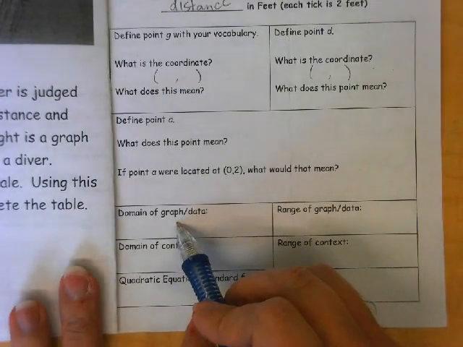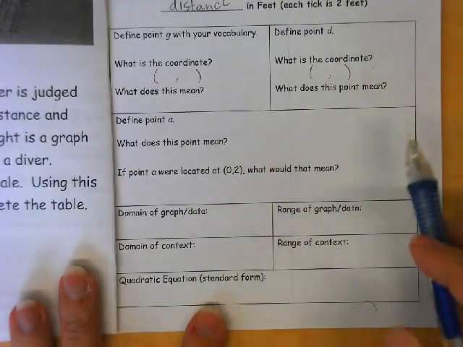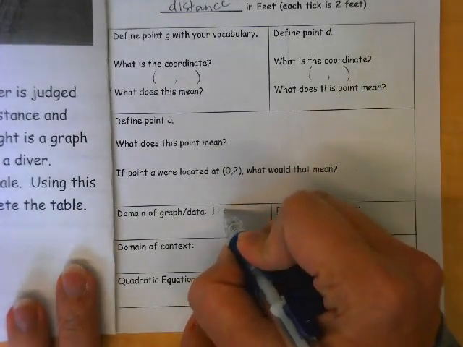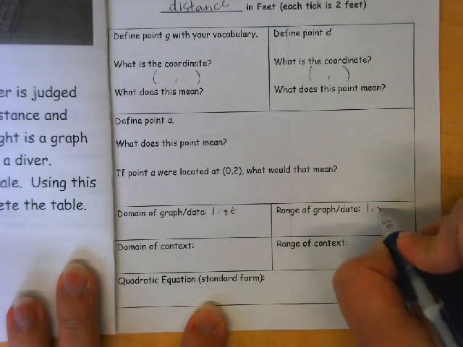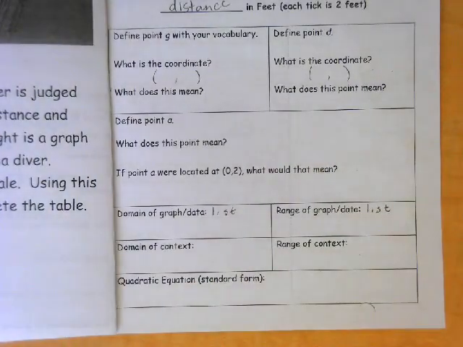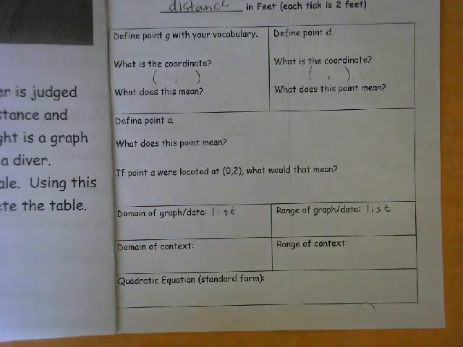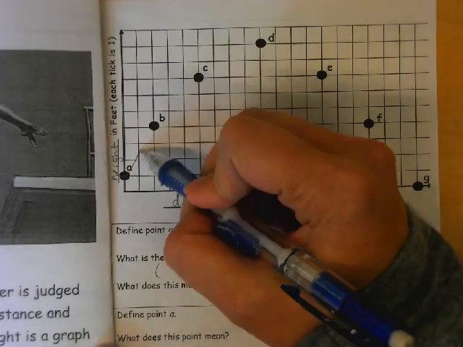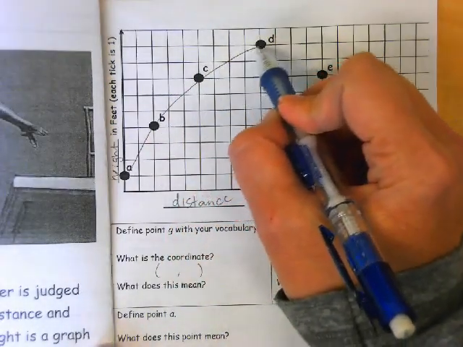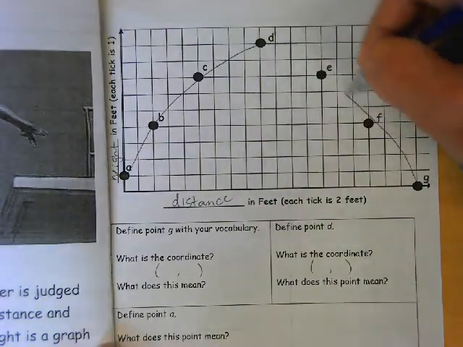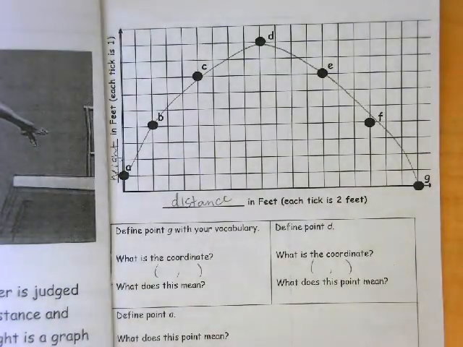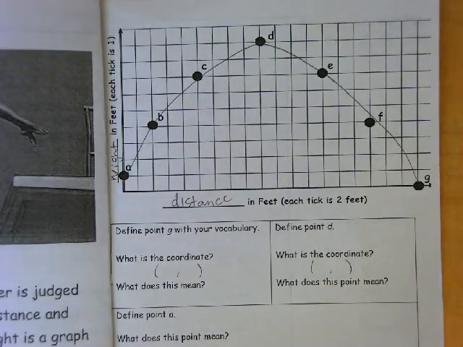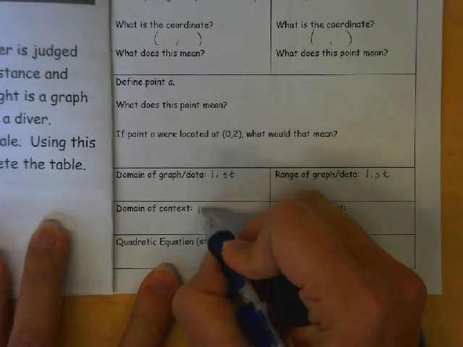So when we say domain of the graph and the data, we are looking at that picture with just those dots. Okay, so that is going to be discrete. When I give you the context of the diver, well, we know that a dive is what? It is continuous. How is that going to change how you write the domain or the range? It's going to be inequality. So keep that in mind.